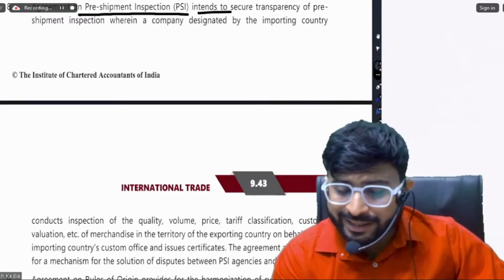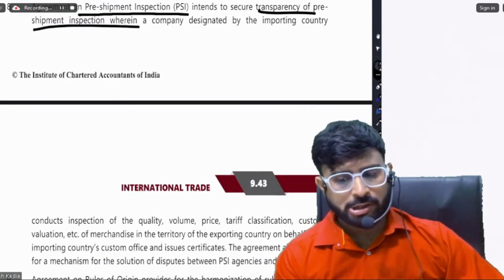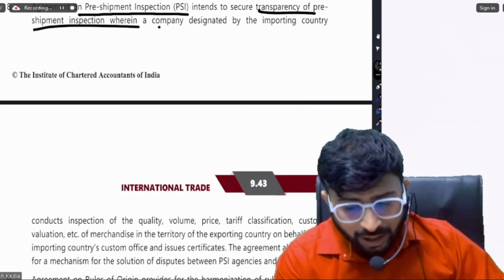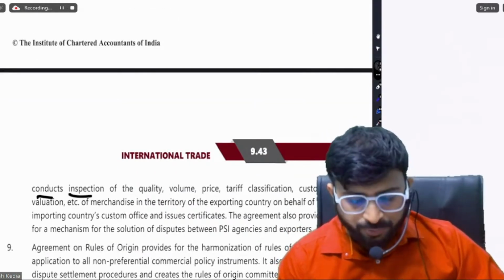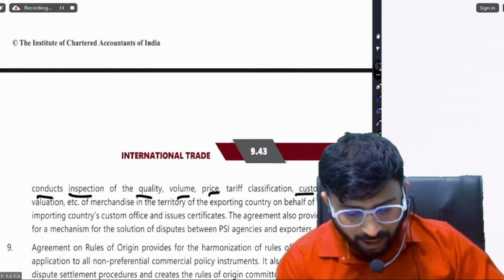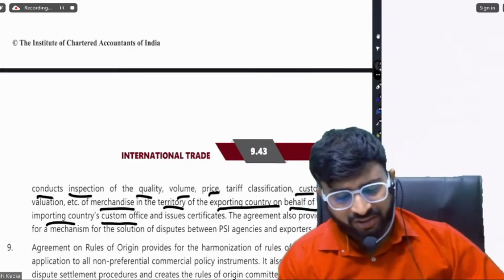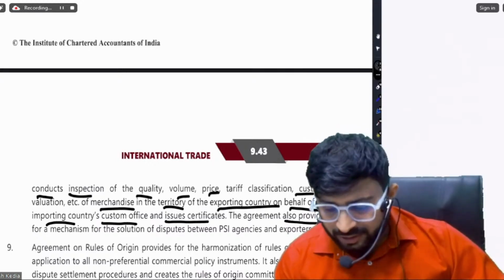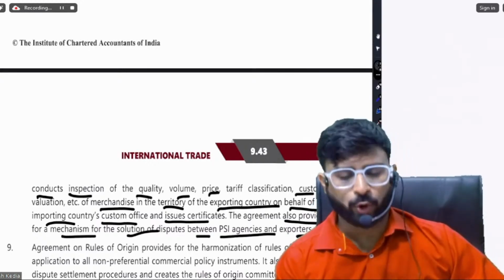So it intends to secure transparency of pre-shipment inspection, wherein a company designated by the importing country conducts inspection of the quality, volume, etc. of merchandise in the territory of the exporting country on behalf of the importing country's custom office and issues a certificate. The agreement also provides for a mechanism for the solution of disputes between agencies and exporters.